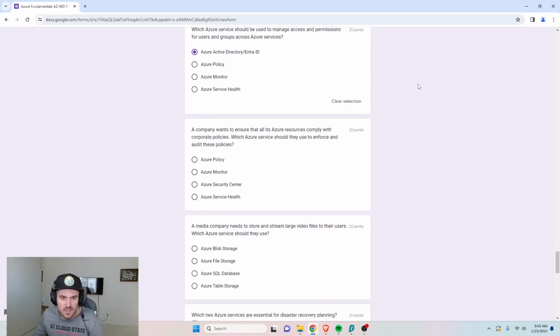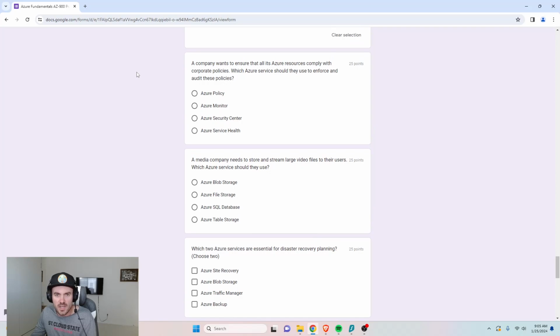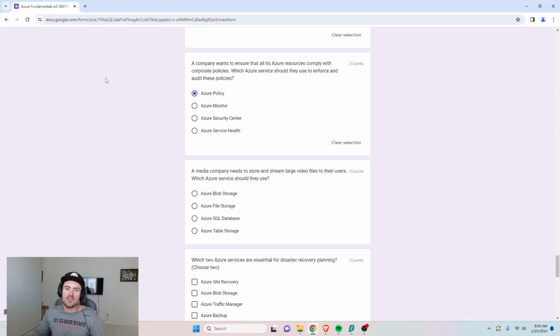Okay, moving on. A company wants to ensure that all of its Azure resources comply, keyword there, with corporate policies. Which Azure service should they use to enforce and audit these policies? Okay. Azure Policy, like we've already said. That's for compliance, right? These three are not necessarily for compliance. You could maybe think of security as being a way to contribute to your compliance, but again, it's not specifically for measuring compliance across your organization and corporate policies.